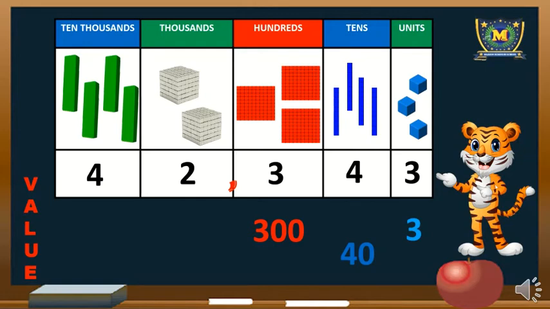Now let's proceed to the thousands place. We have here 2 cubes. Now what's the value for 2 cubes? If your answer is 2000, then you're right. Now for the 10,000s place, we have here 4 bars. Now what's the value for 4 bars? If your answer is 40,000, then you're right. Now the total value is 42,343. Great job. Okay, last one.